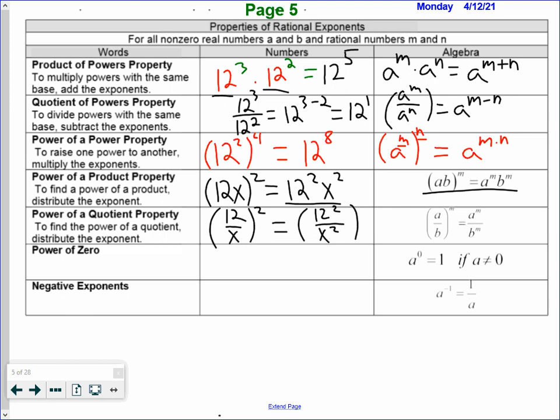So algebraically, it's a over b raised to the m power equals a to the m over b to the m. So if you have a quotient all raised to an exponent, distribute the exponent to the top and to the bottom.